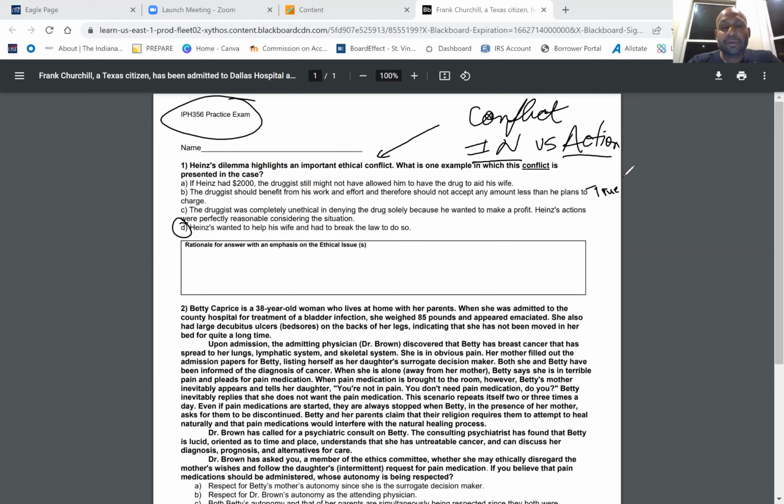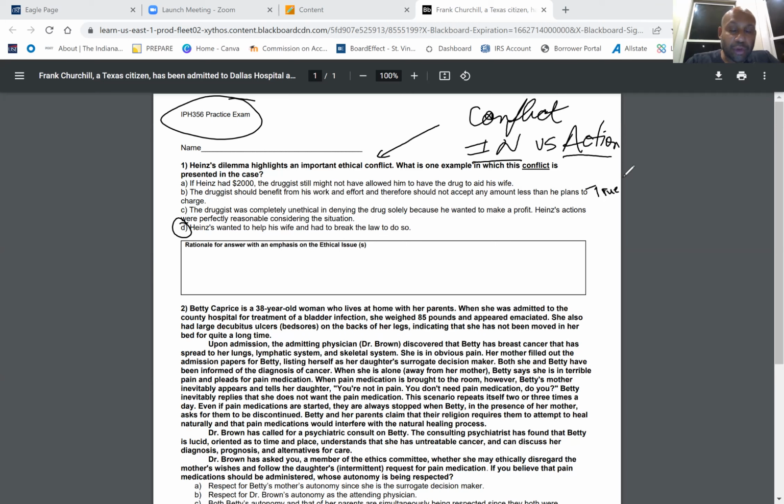C, the druggist was completely unethical in denying the drug solely because he wanted to make a profit. Heinz's actions were perfectly reasonable considering the situation. Might that be a true statement? Yeah. Is it the conflict coming from Heinz's dilemma? No. So what you have here are four potential answers. D really highlights the conflict in Heinz's dilemma. So you have to understand that.